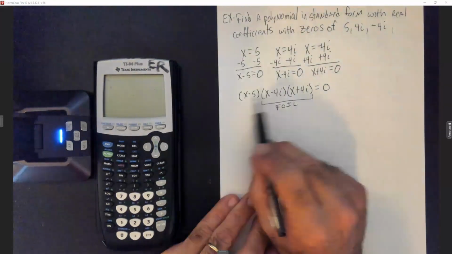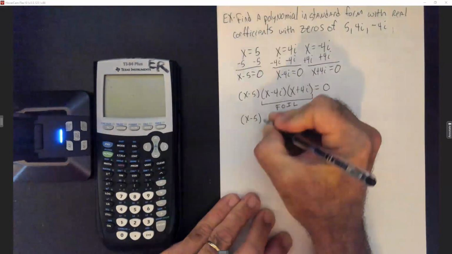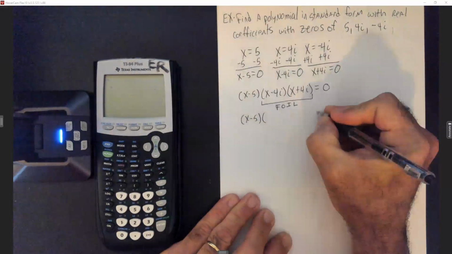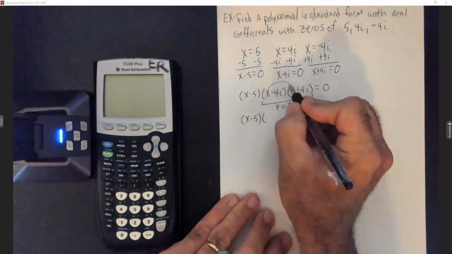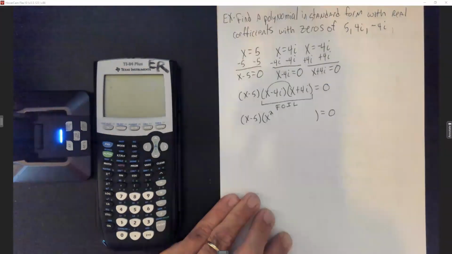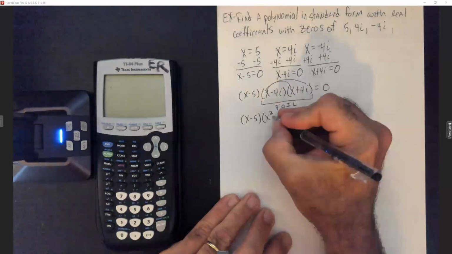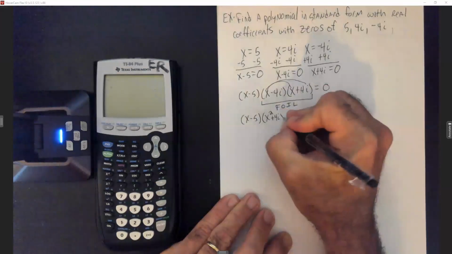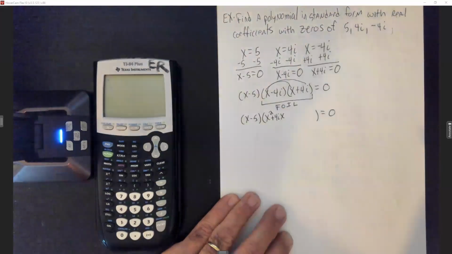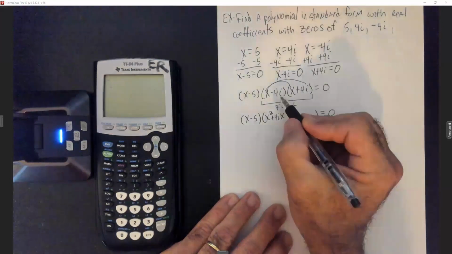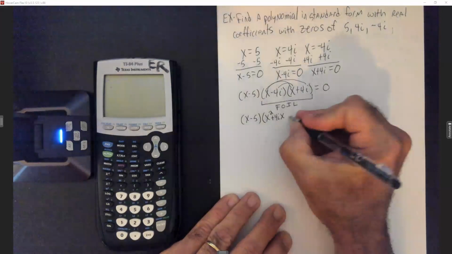This x minus 5 I'm going to bring down. This I'm going to make in a big parenthesis because I'm going to FOIL this. I got an x times an x, that's an x squared. I got x times 4i, that's just going to be a positive 4ix. So I usually just put all my imaginary stuff and then my variable. In the middle, negative 4i times x is a negative 4ix.